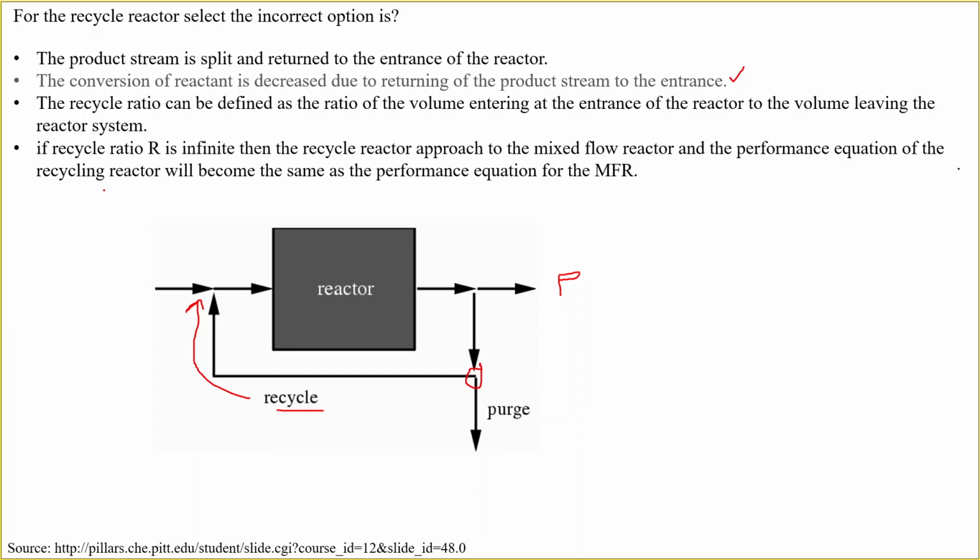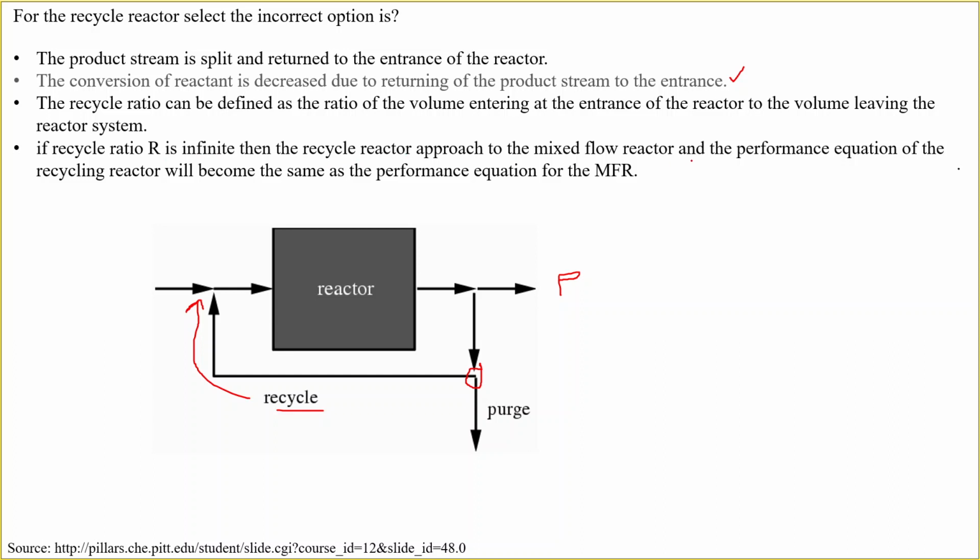The recycle ratio can be defined as the ratio of the volume entering at the entrance of the reactor to the volume leaving the reactor system. Again, this is right. The recycle ratio is the ratio of the volume returned to the reactor to the volume leaving the reactor, so that will give us how much is being recycled back. So that is correct.